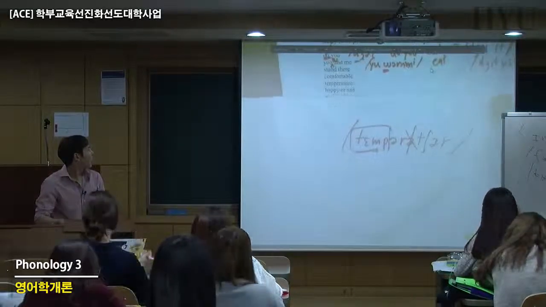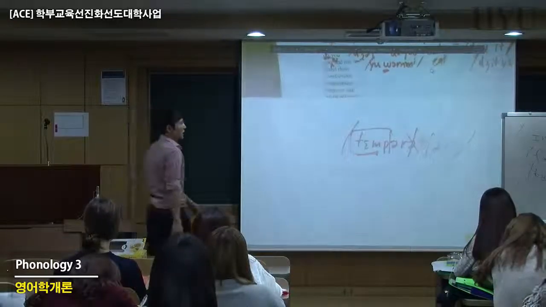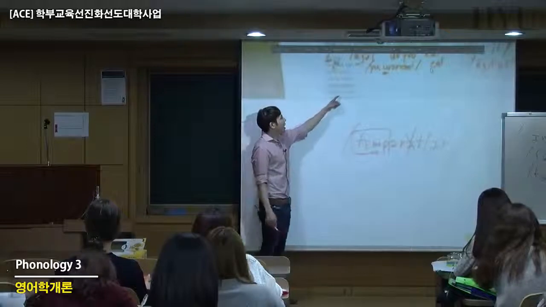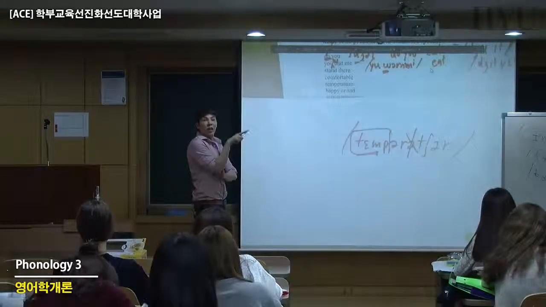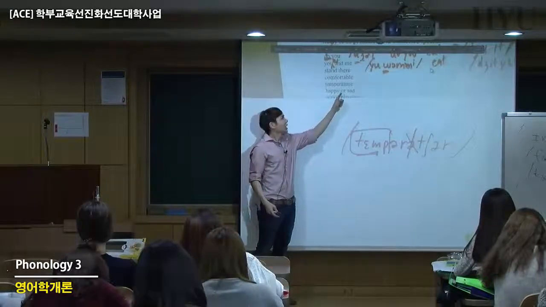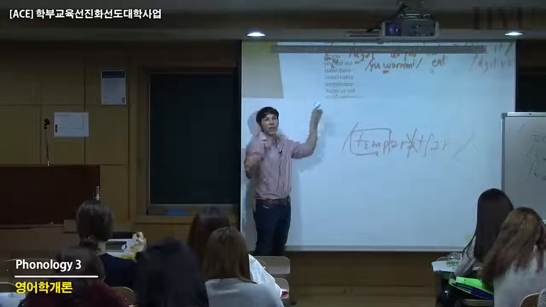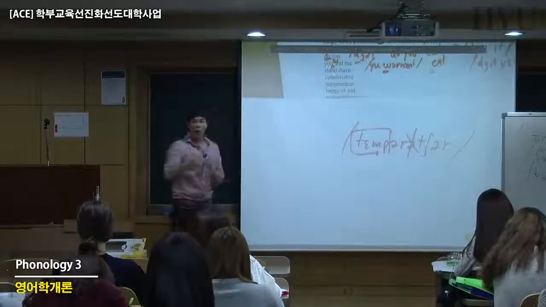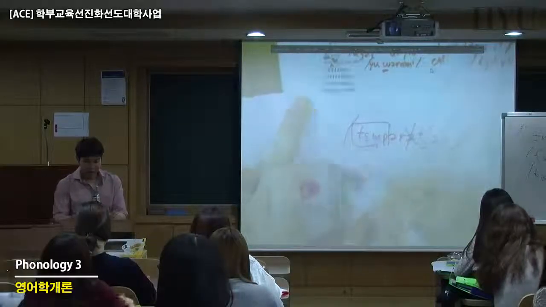Next one, happy or sad? What do you think happens in here? We link, right? We link because this is a vowel and this is a vowel. So it ends with E, happy, right? So you stick in a Y. So happy is like this.